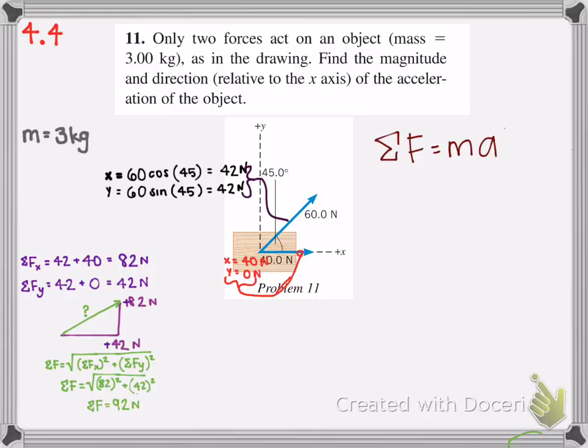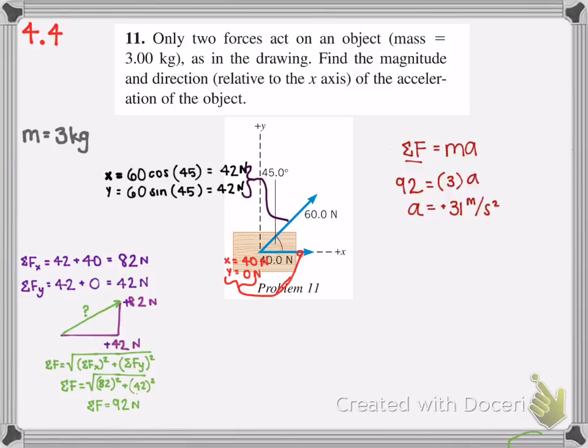Now that we know the net force, we can solve for the acceleration using the net force equals mass times acceleration formula, and we get 92. We plug it into the equation, and we plug in 3, and acceleration is positive 31 meters per second squared.